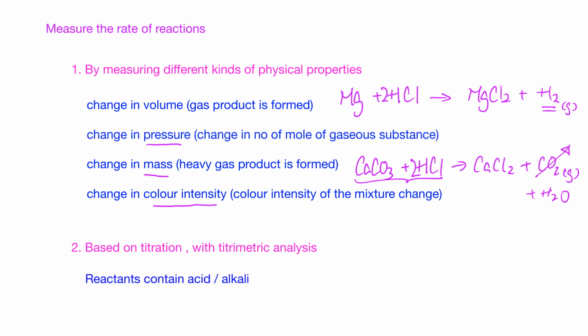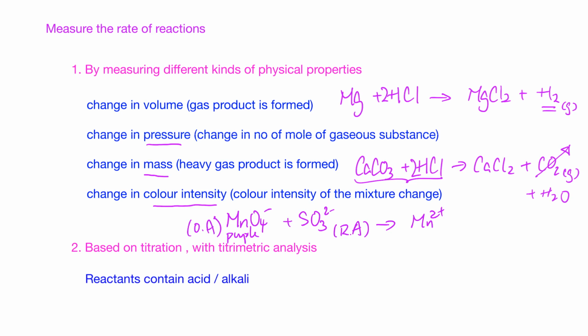Finally, some of the reactions may have color intensity change during the process. Maybe the color gets paler and paler. For example, we have permanganate, which is an OA, reacting with sulfite ion, which is an RA. In the process, the purple color of the permanganate will become Mn2+, which is very pale pink. So you'll find that the color intensity will decrease. By measuring the change in color intensity, we can also find out the rate of the reactions.